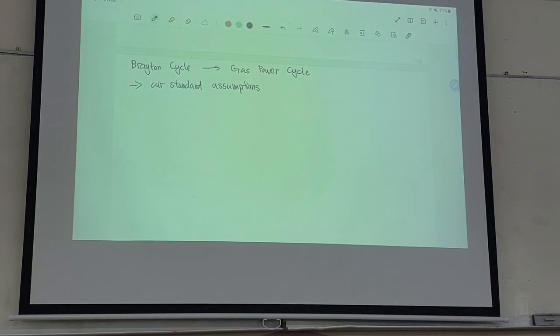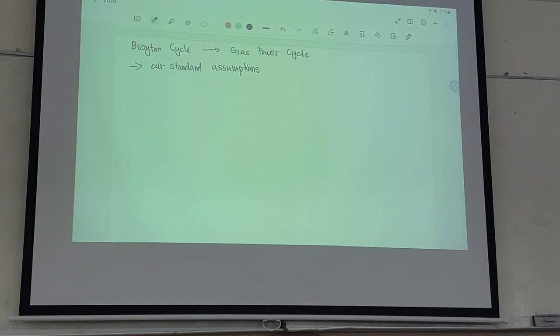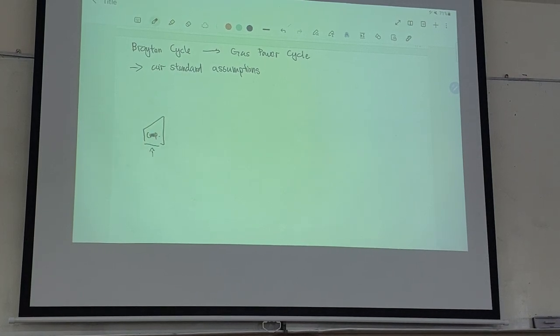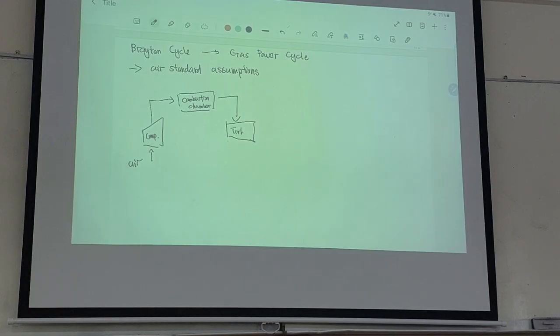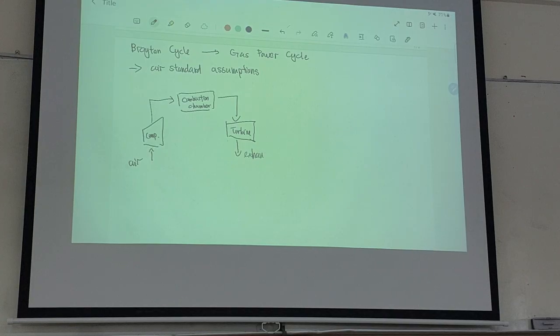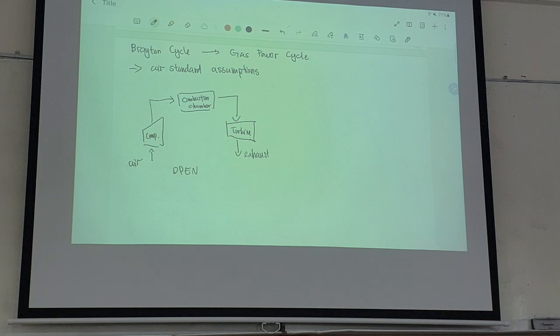Okay, so Brayton cycle, what we have here is, okay, maybe draw the whole thing. So you have a compressor. It goes to a combustion chamber. And so you take in air, then it goes to a turbine. And here is exhaust. So it is actually an open cycle.